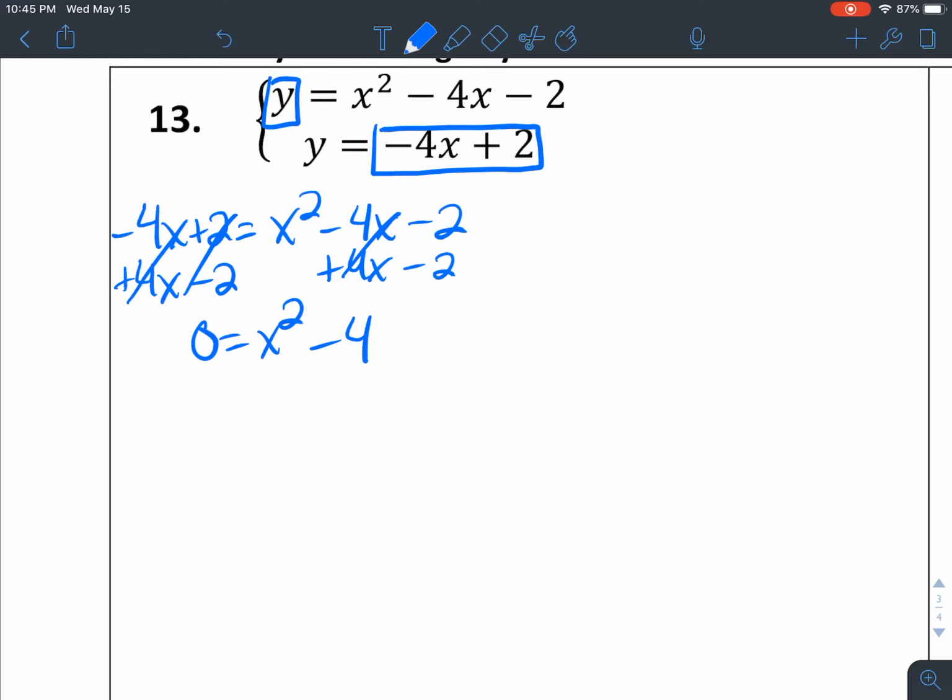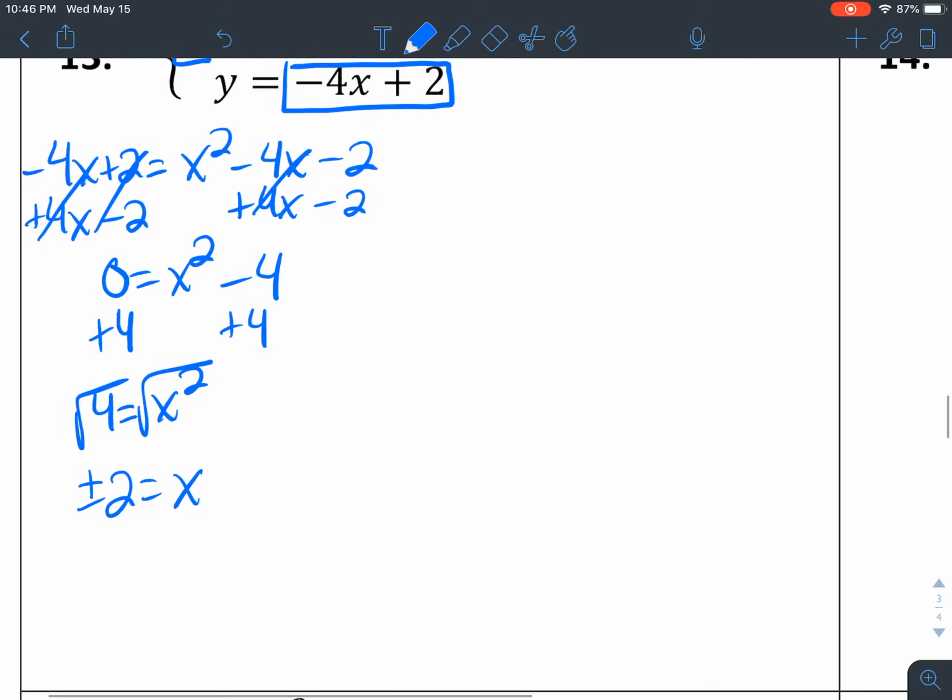So now, this goes from what I was assuming was a factoring problem into a square root problem, because I can easily add 4 on both sides and get that x squared is 4, so I square root both sides and I get that plus or minus 2 is what x is equal to. So I get those 2 solutions. I get positive 2 and negative 2.